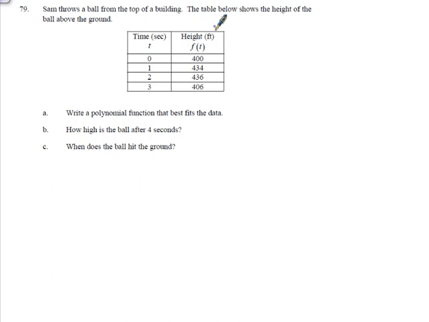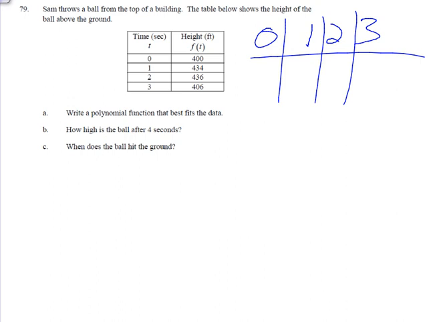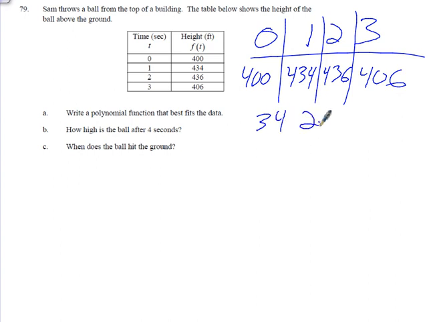So if we were to take this, rotate it on its side, we get something that looks like this: 0, 1, 2, 3. And I'd get 400, 434, 436, and 406. So just looking at those numbers makes me want to think it's a quadratic. I don't know for sure, so I'm going to go through and check. So I get 34, 2, and negative 30. Those are my differences. Those are not the same, so I'm going to go again.